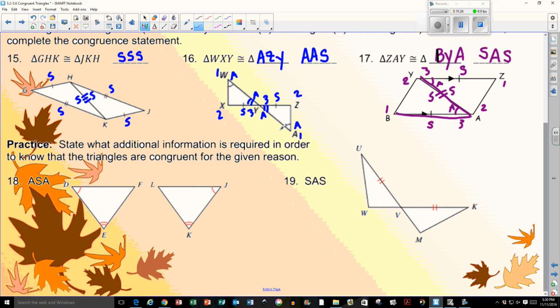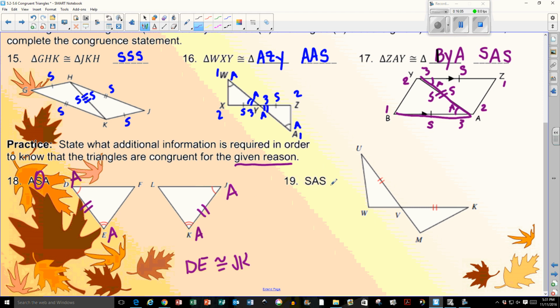All right, last part says state what additional information is required in order to know that the triangles are congruent if I have to use the given reason. They want me to use angle, side, angle. Well, I've gotten two angles from both, and the side has to be the side that's in between the two angles. So this side needs to be congruent to this side. So I would say I need DE to be congruent to JK. So the S is in the middle, so the side has to be in the middle.